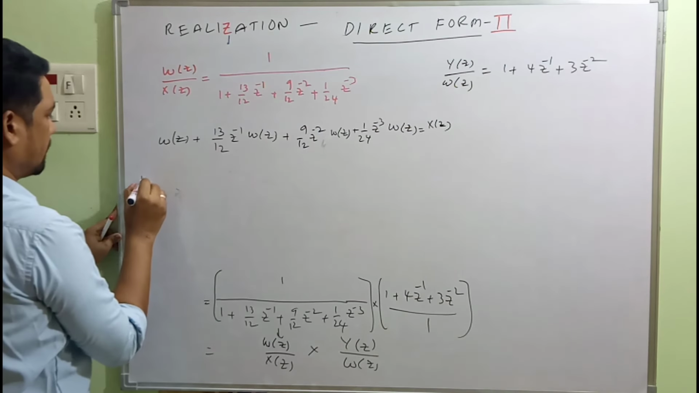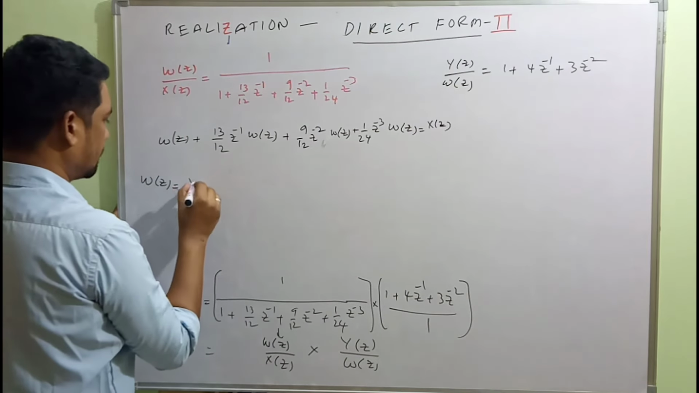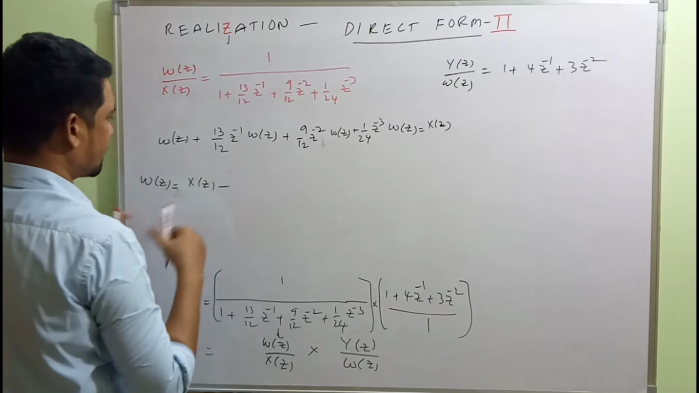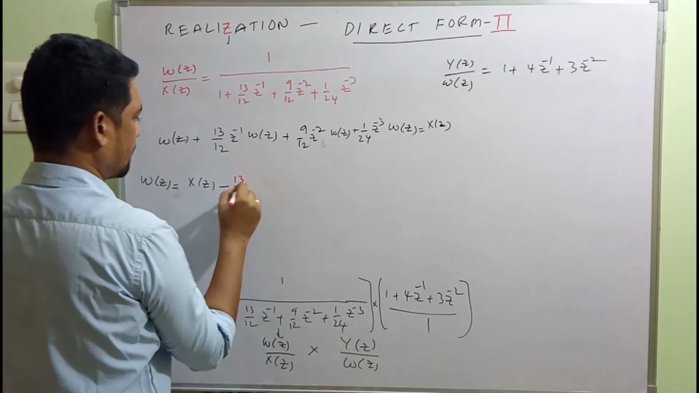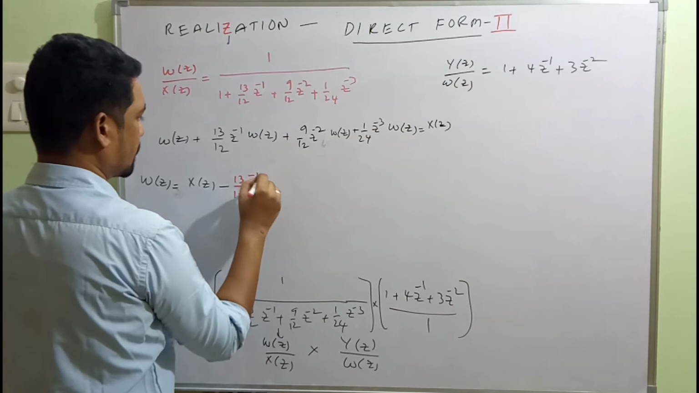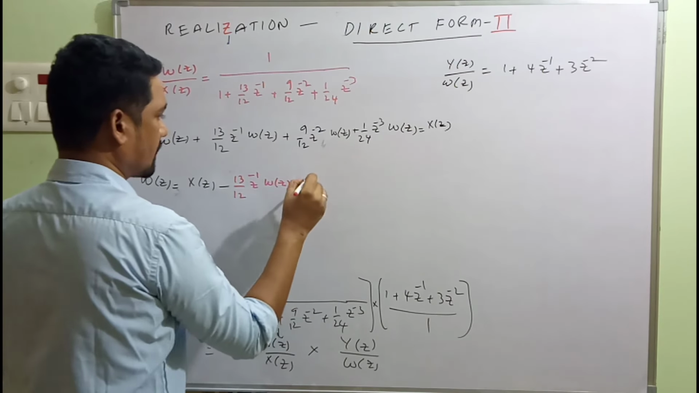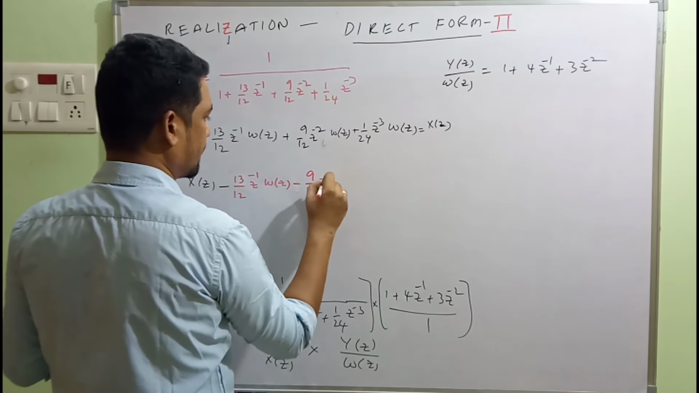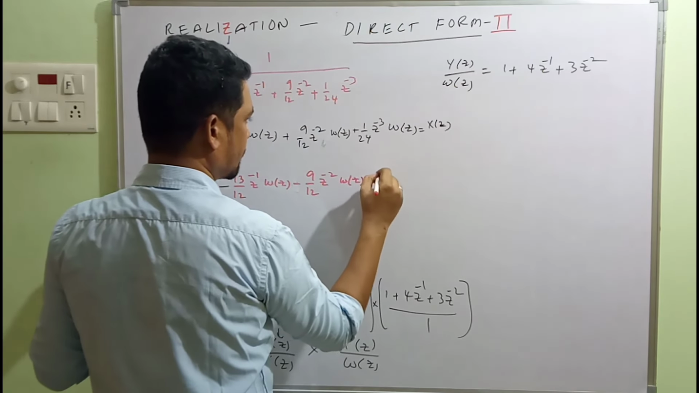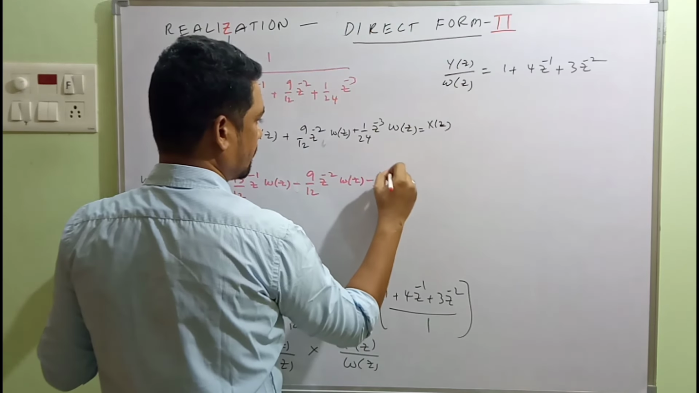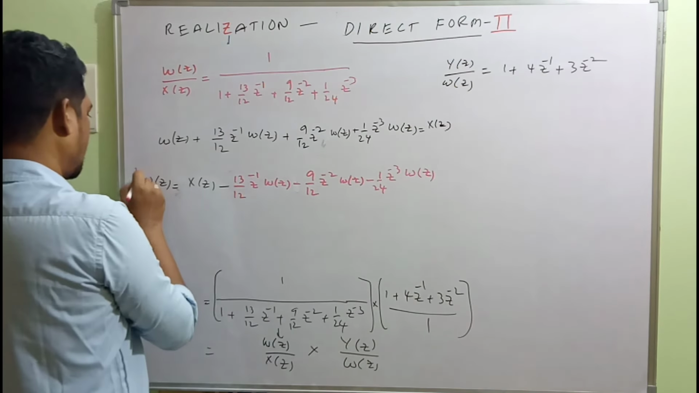So what will be our W(z)? Simply W(z) from here is equal to X(z) minus 13/12 z^-1 W(z) minus 9/12 z^-2 W(z) minus 1/24 z^-3 W(z). We're done with this one. So this is for W(z).